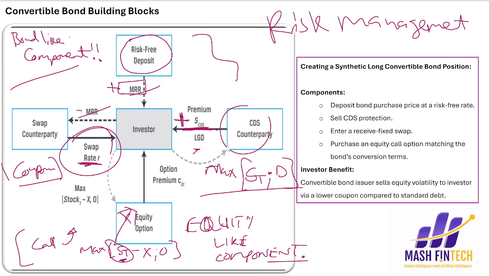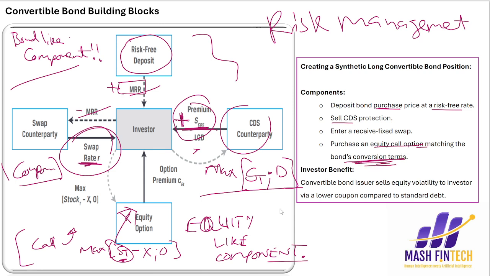Basically, the components of these synthetic convertible bonds are: you deposit the money, you put it in a safe place, which means you receive a risk-free rate. Then you sell credit protection, you receive this premium. Then you enter a receive fixed swap, which creates this coupon. You receive the fixed and you pay the market reference rate. Then you purchase an equity call option matching the bond's conversion terms. So the equity call option that you purchase must match the bond's conversion terms.